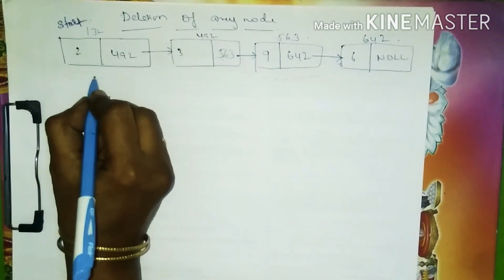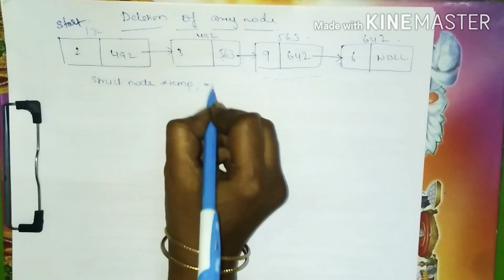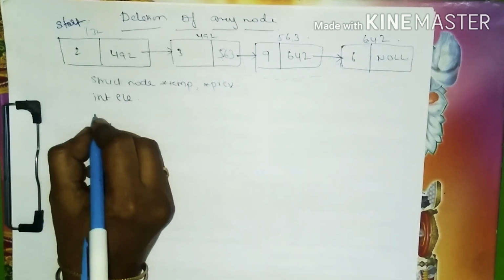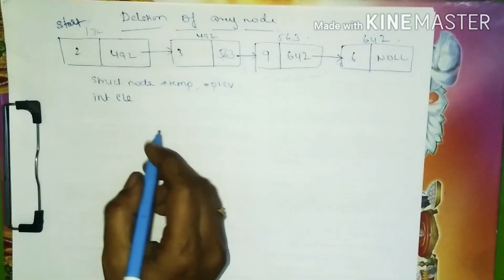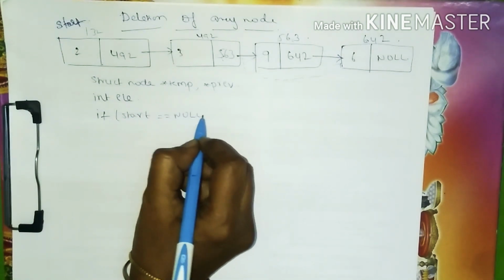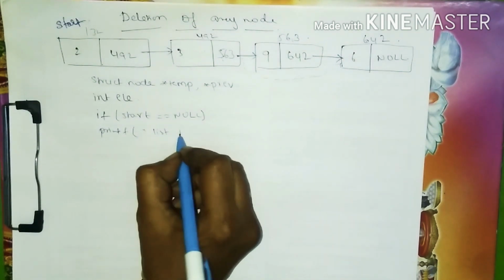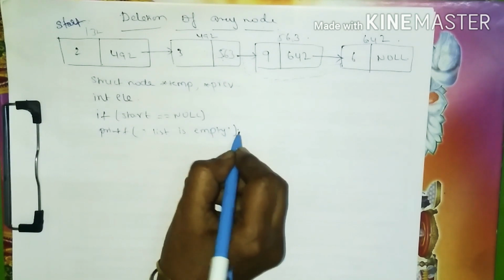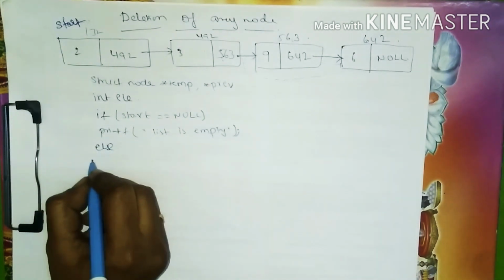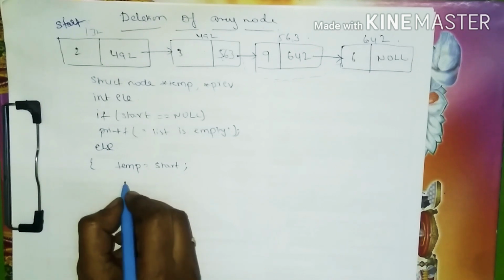Now for this, again I have to create 2 temporary variables. Struct node star temp, comma, star prev. Similarly, here I am taking int ele. And if I don't have a list, then I say if start is equal to null. That is, it implies that the list is empty. So we say list is empty. Else, if list is not empty, then as in the previous case, again I will start temp is equal to start.